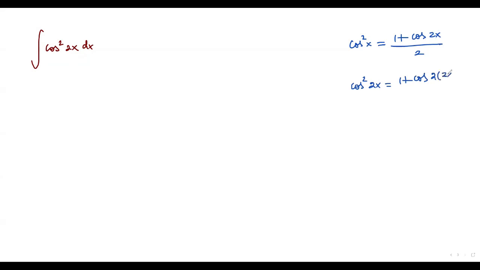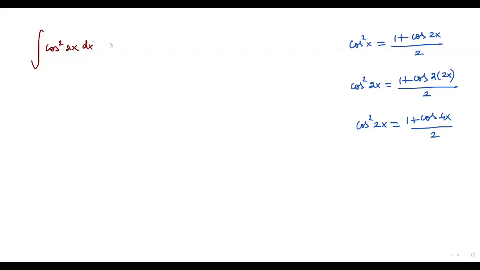So then I'm getting cosine square 2x equals 1 positive cosine 2 times I multiply this variable x by 2, then I'm getting 2x over here divided by 2, then I'm getting cosine square 2x equals 1 positive cosine 2 times 2x is 4x over 2. Okay, now what I can do is plug in this stuff, 1 positive cosine 4x over 2, for cosine square 2x that we have over here.